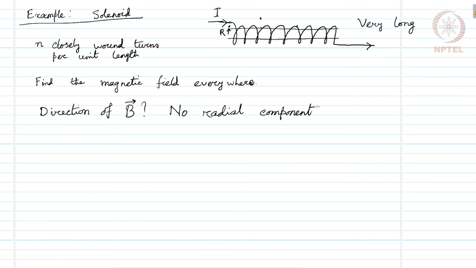How about the phi component? Because we have a surface current density along the phi direction, there is no question of a phi component. So, the only component left is the z component. And what would be the z component at different places?